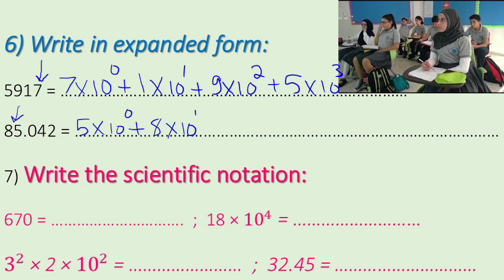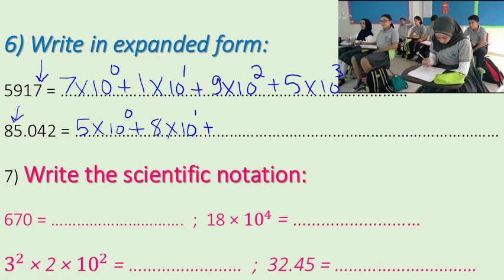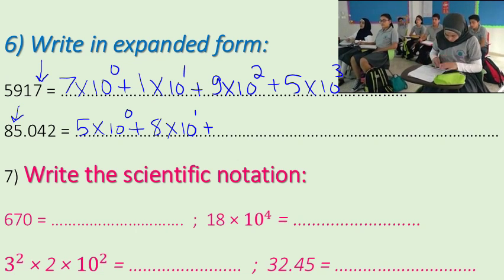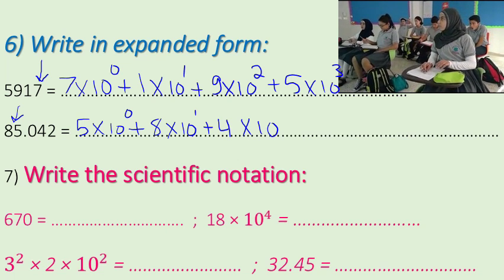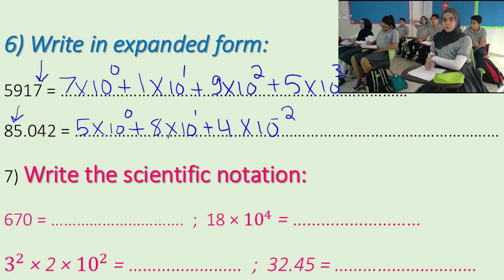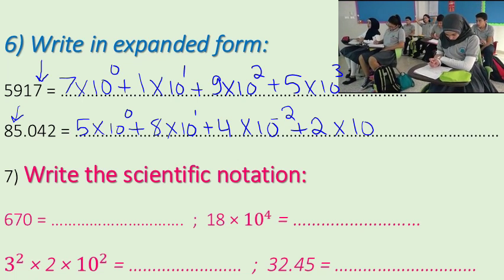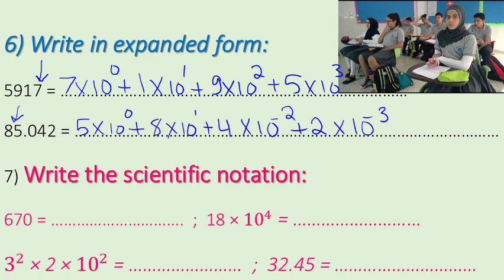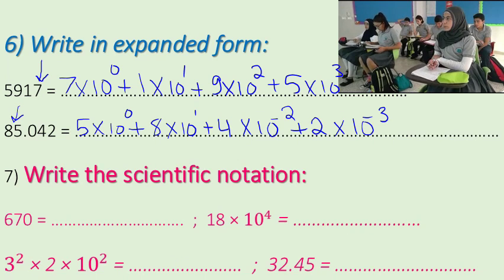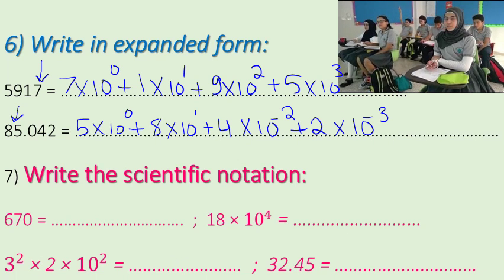Continue, Ala, plus? Plus 4. The 0, it's not necessary to multiply the 0 by 10 to the power minus 1. So 4 times 10 to the power minus 2. Why minus 2? Because this is the decimal part. In the decimal part, we multiply by negative powers of 10. Plus, Ala? 2 times 10 to the power minus 3.